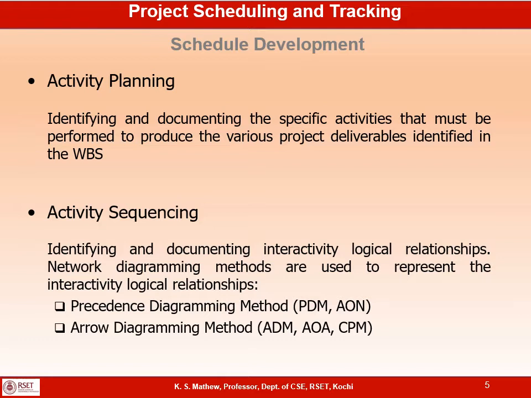The common technique used for showing the sequence of activities is the network diagram. Different network diagrams are used to represent the relationship between various activities. Primarily, there are two types of diagramming techniques: the precedence diagramming method, or PDM, or activity on node, AON, and the second technique called the arrow diagramming method, ADM, or activity on arrow, AOA, or CPM. We'll see how these network diagrams look.